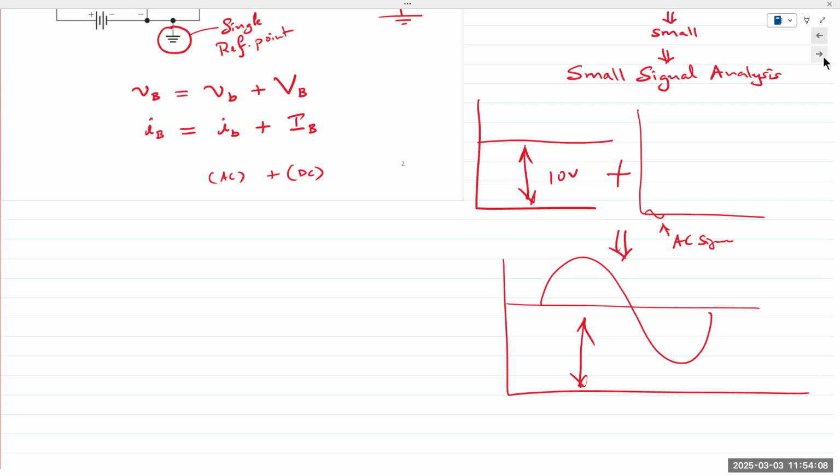No, it will. Depends on what VBB is. That's when, if your design is not in the middle of the active region, it could move the transistor towards saturation or it could move it towards cutoff.